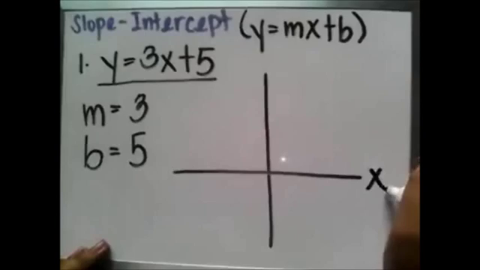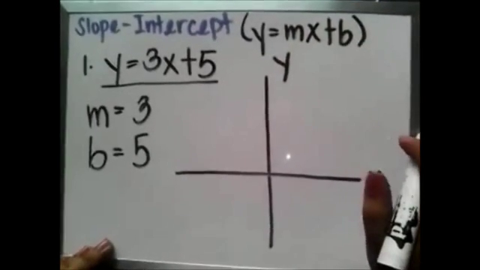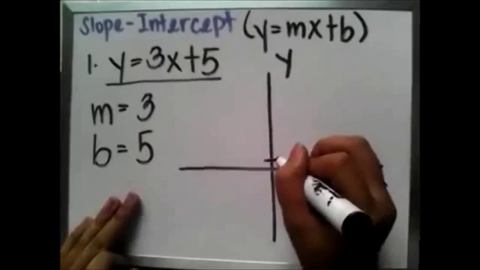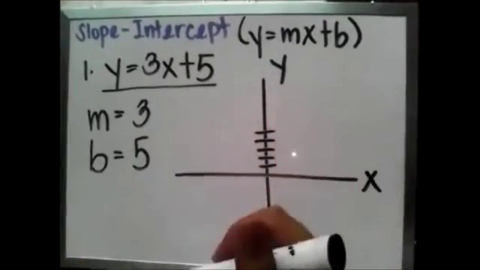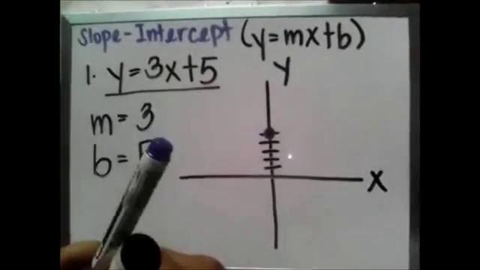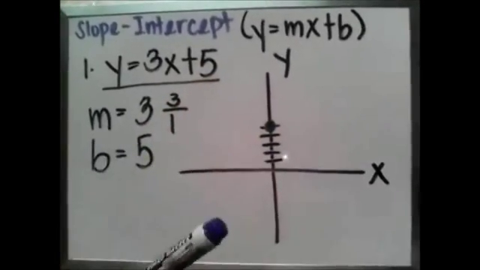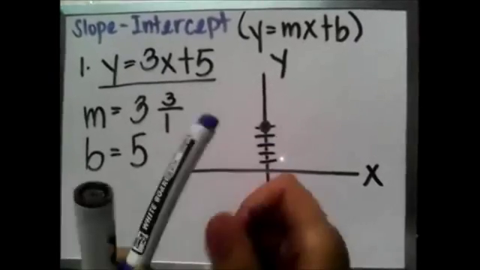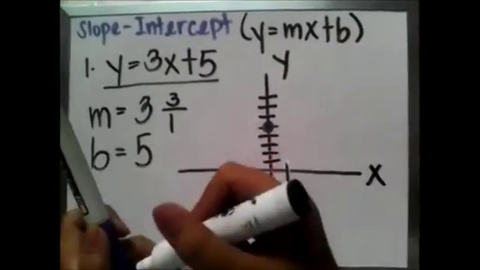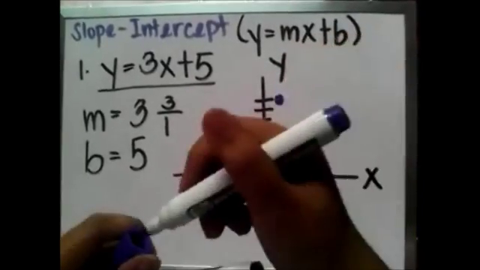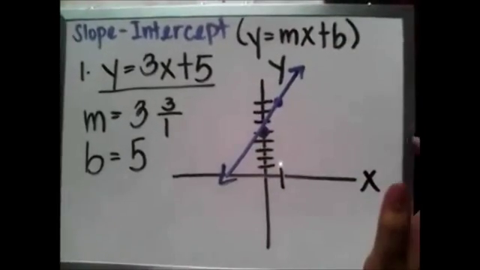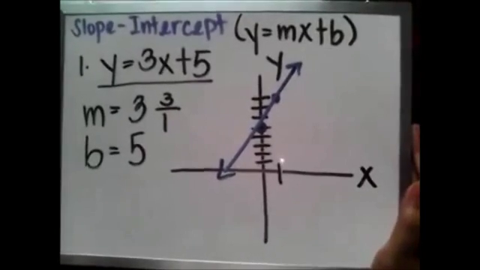So this is our x-axis, then y-axis. So our y-intercept is 5. So we need to go upward 5 times. 1, 2, 3, 4, 5. Then remember our slope, rise over run. So it means 3 over 1. So we need to go upward 3 times. 1, 2, 3, then run once. After that, connect the 2 points. So that's it. That is the graph for the equation y is equals to 3x plus 5.